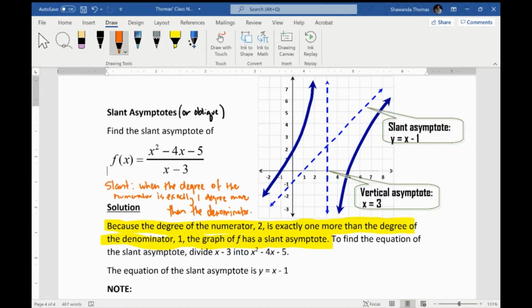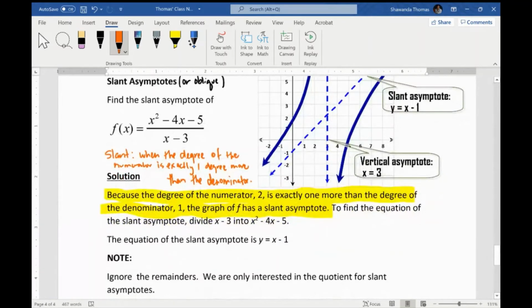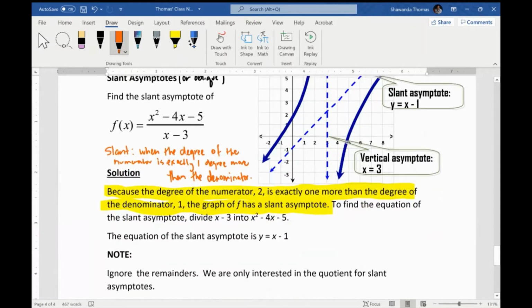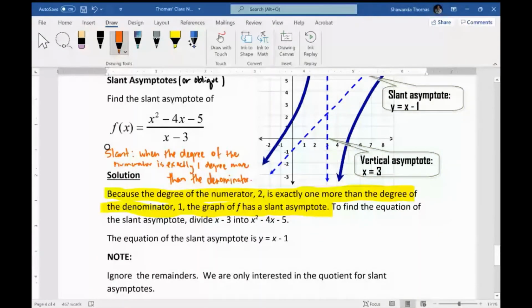So when you know there's no horizontal asymptote, there may be a slant asymptote. But the only way it can be is if the degree of the numerator is exactly 1 degree more than the denominator. When that happens, we're going to use long division, or synthetic in this case. You can use both. So we're going to divide the denominator into the numerator. So let's use long division. Let's see if we still remember long division. But of course, you can use synthetic as well.